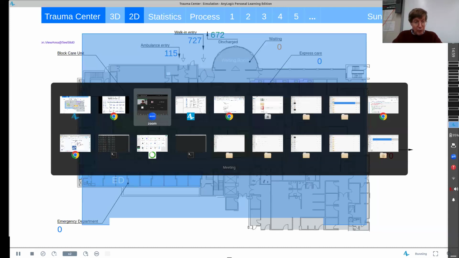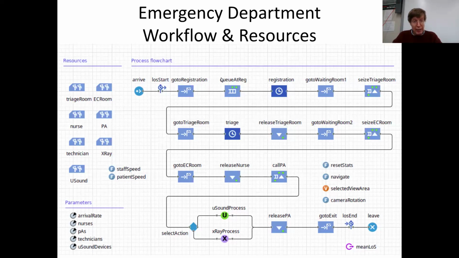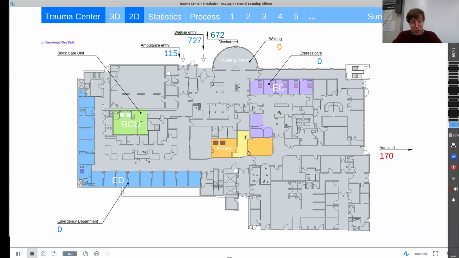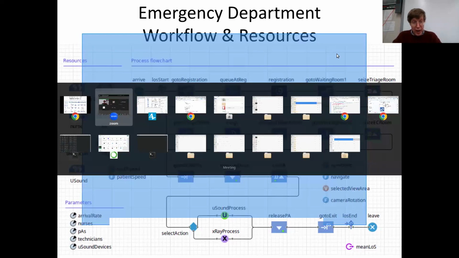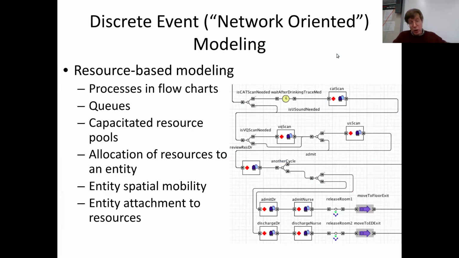Okay, we've had a bit of a glimpse at this running model. We can stop there. We've seen how it can be used to ask what-if questions, and I want to talk a little bit more.